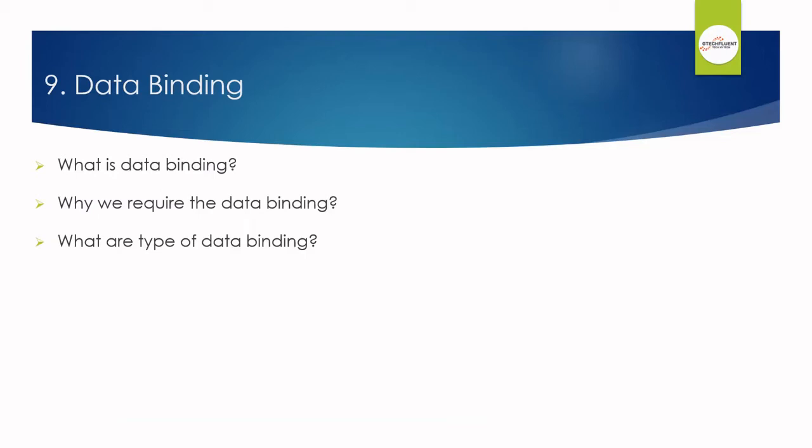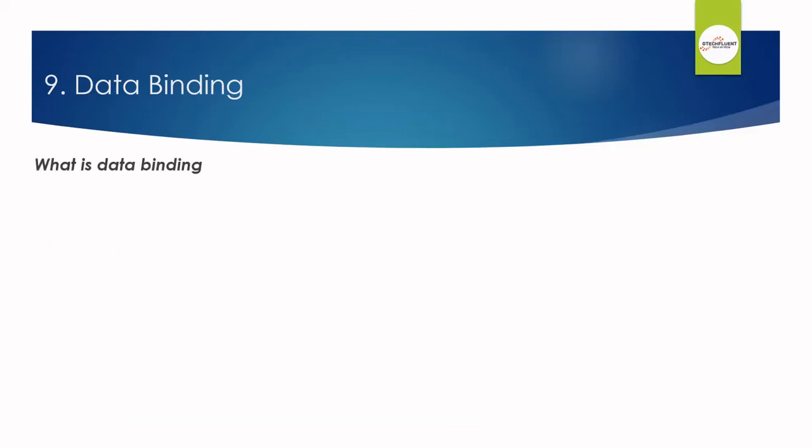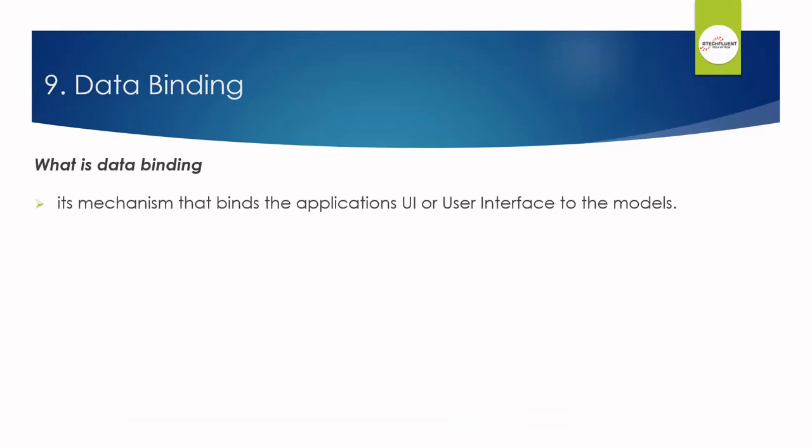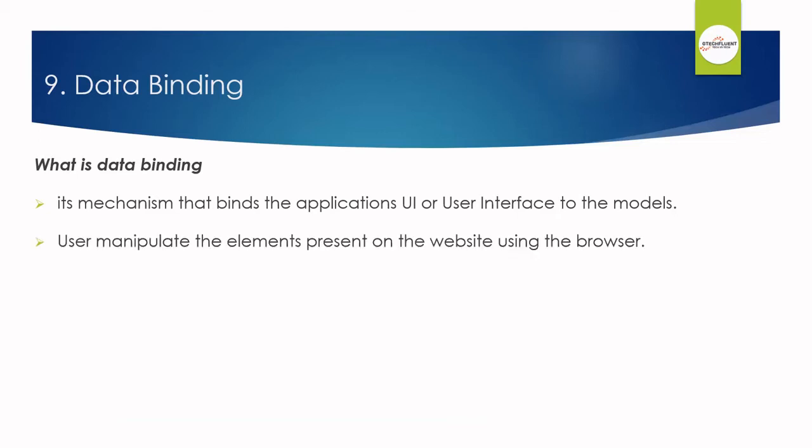So let's start, and first we see what is meant by data binding. Data binding is a mechanism that binds the application UI or user interface to the models. Using data binding, the user will be able to manipulate the elements presented on the website using the browser. Whenever some variable has changed, that particular change must be reflected in the DOM, or you can say the document object model. So in Angular, data bindings define the interaction between the components and the DOM.